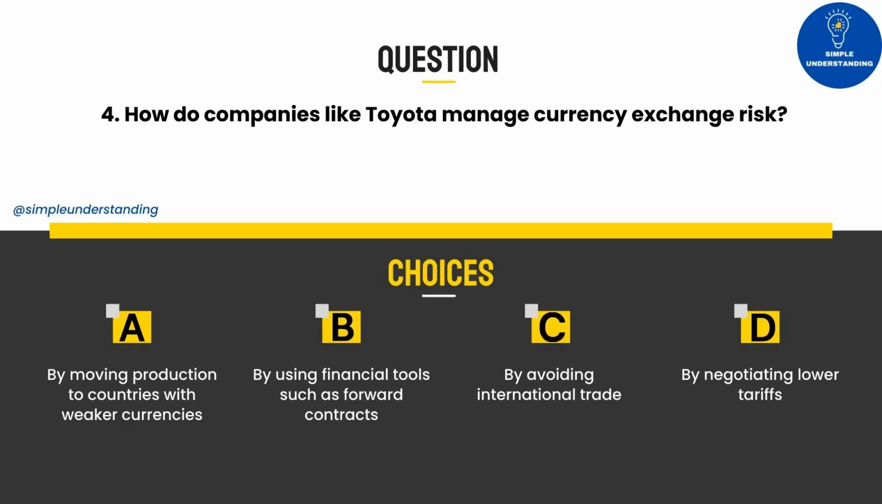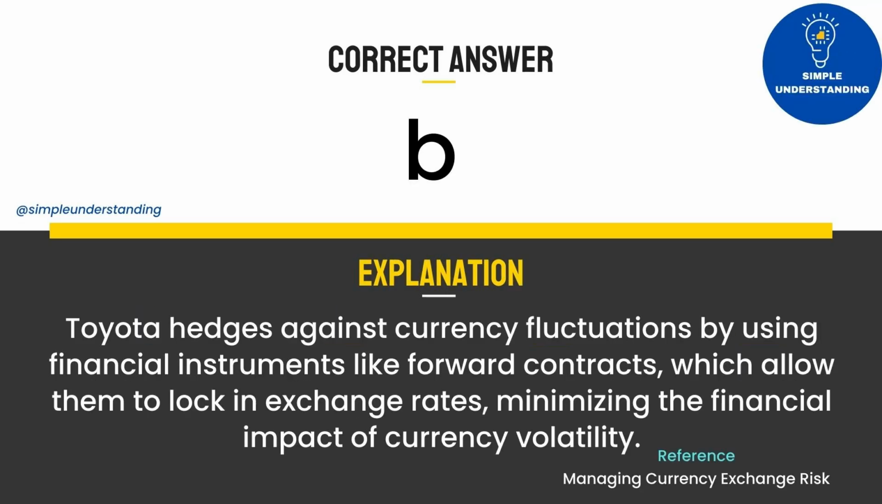4. How do companies like Toyota manage currency exchange risk? A. By moving production to countries with weaker currencies. B. By using financial tools such as forward contracts. C. By avoiding international trade. D. By negotiating lower tariffs. Answer B. Overall explanation. Toyota hedges against currency fluctuations by using financial instruments like forward contracts, which allow them to lock in exchange rates, minimizing the financial impact of currency volatility.